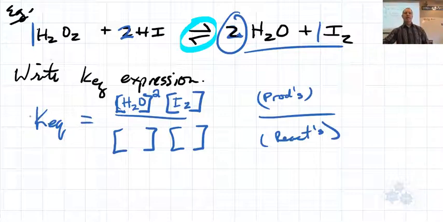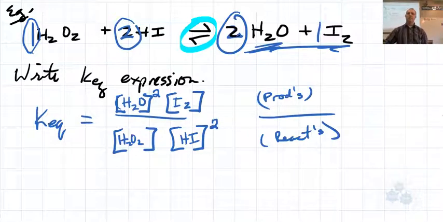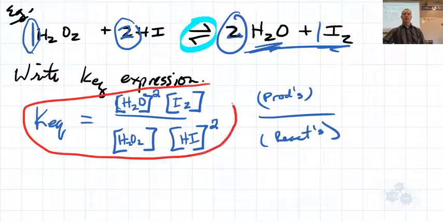So for this expression, the way it's written, we always start with the products, the chemicals on the right. Reactants here, we're going to have H2O2 and HI. Now what do I do? This is a power of 1, so we'll leave that, and this coefficient means I need to have that exponent there. So there's the KEQ expression. Does that look good? Understand?